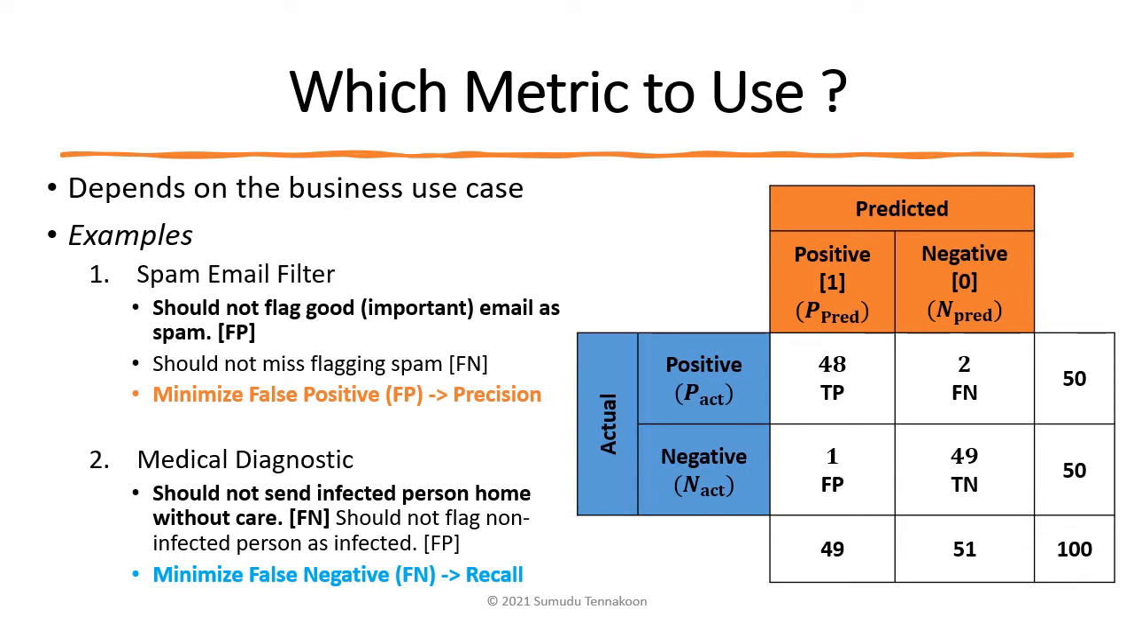Here we should also focus on the second one: we should not flag a non-infected person as infected. Say you don't actually have the disease, but your classifier is telling you, okay, you have this disease. So what implications will you have? You will probably feel a little bit uncomfortable, right?